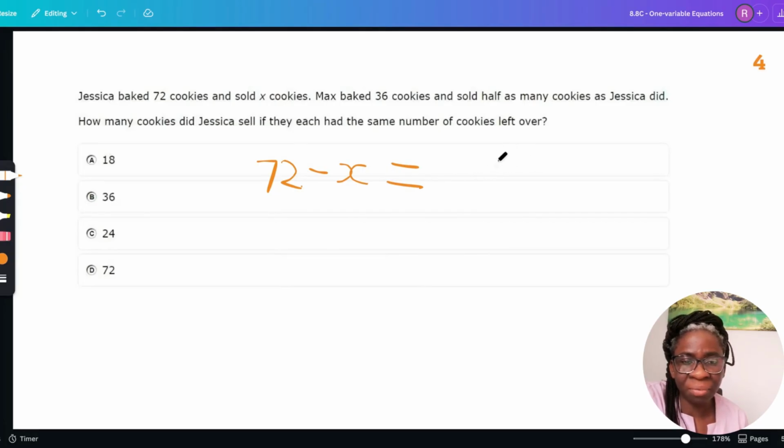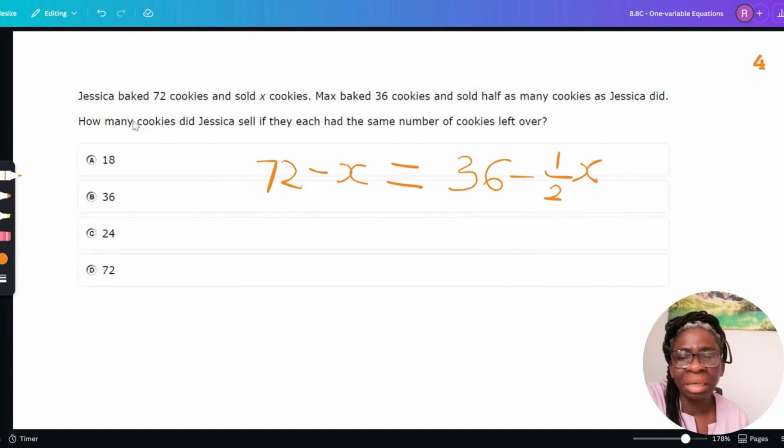Now let's find the equation for Max. Max baked 36 cookies. He baked 36 cookies and sold, that will be minus, half as many cookies as Jessica did. So Jessica sold x cookies. Now, Max sold half of what Jessica sold. So that means Max sold half of x.